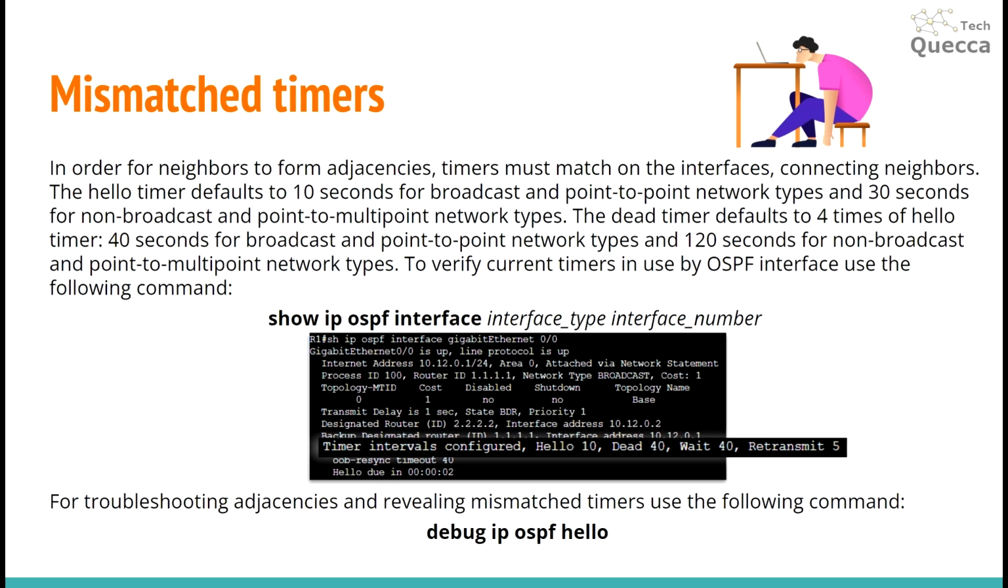To verify current timers on OSPF, use the following command: show IP OSPF interface and then interface type, interface number. In the output you will find such string, time intervals configured, hello timer and dead timer. For troubleshooting adjacency and revealing mismatched timers, use the following command: debug IP OSPF hello. This will run debugging for hello packets, and then you will see that timers are mismatched.